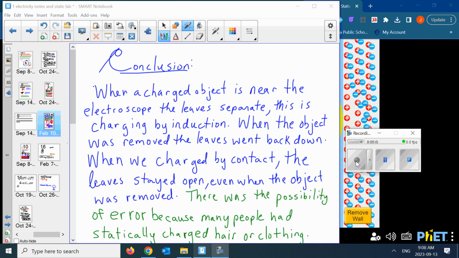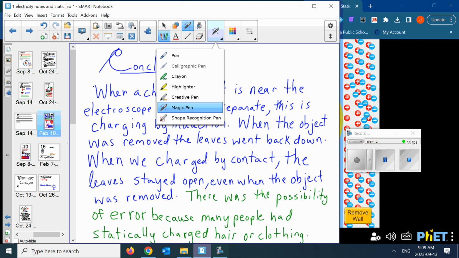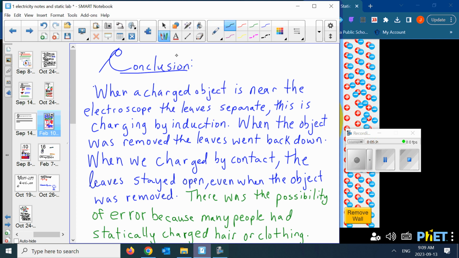Let's talk about this conclusion together, because we learned something about electricity, static charge. When a charged object is near the electroscope, the leaf segment, and here's the word that I want you to know, induction. Then we're going to play around, stretch this level.